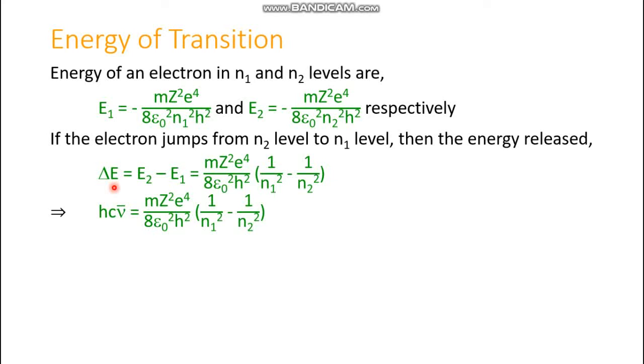Because if c is the velocity of light and nu is the frequency of the light, then you can put nu equals c by lambda, where lambda is the wavelength of light. Now 1 by lambda is the wave number, nu bar. So instead of delta E you can write hc nu bar.